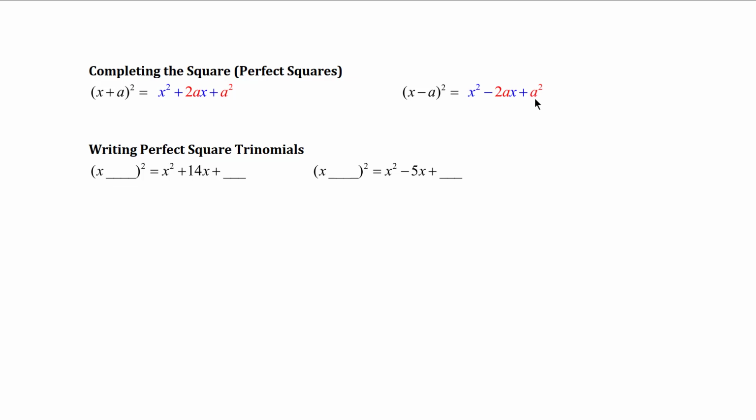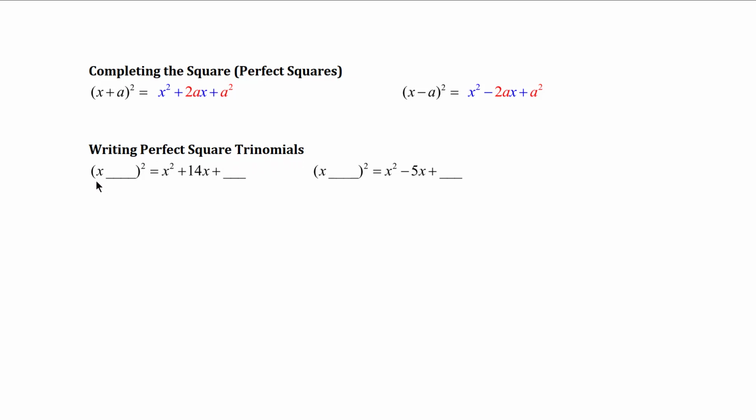Notice here for perfect squares, it doesn't matter whether they're in the form (x + a) squared or (x - a) squared. The middle term of the trinomial, the coefficient specifically, will always be 2a. And then the last term of the trinomial is always a squared. This property is what we're going to use to complete the square. So now let's go over the process for completing the square.